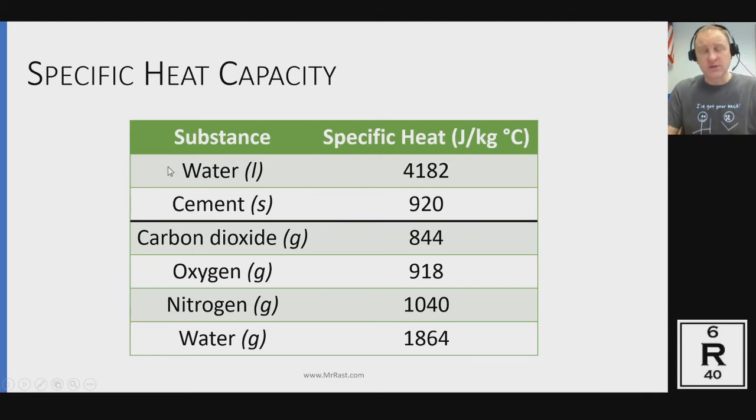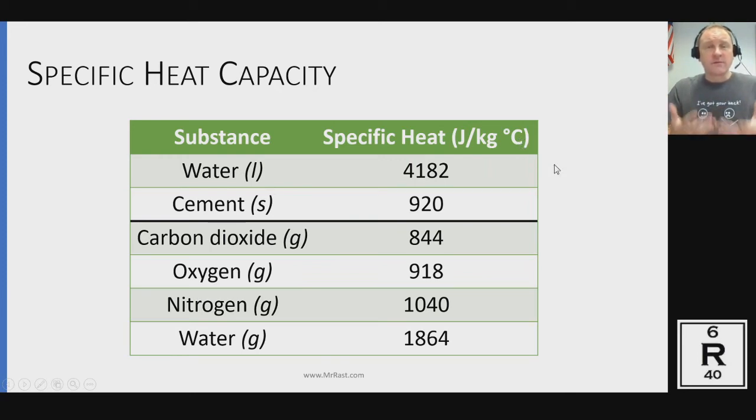So we're talking about the surface of Earth. Water's got a much higher specific heat than cement. And cement is made of rocks and things like that. So we could talk about deserts and mountains and stuff like that, which would probably have a specific heat very similar to cement. What this means, let's take a look at these units here. What this means is for water, it takes 4,182 joules, a joule is a measure of energy, to change a kilogram of water by a degree Celsius, as opposed to cement, which takes 920 joules of energy to change a kilogram of cement by 1 degree Celsius.